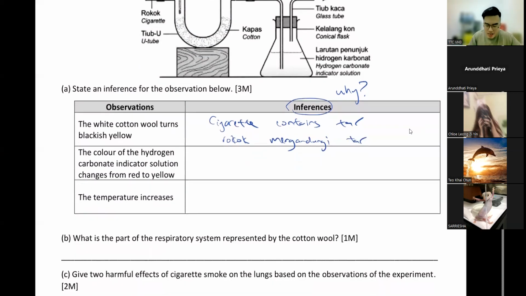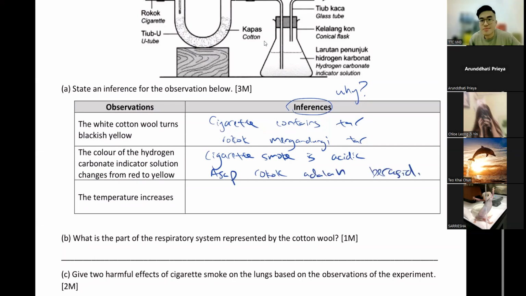Right, what about the second one? The color of the hydrogen carbonate indicator solution, basically this water, changes from red to yellow. What does it mean when they change color? Very good. Hi, Tarun. So cigarette smoke is acidic. Asap rokok adalah berasid. We went through this last week, so I hope you remember. If the water changes color, it means it is acidic.